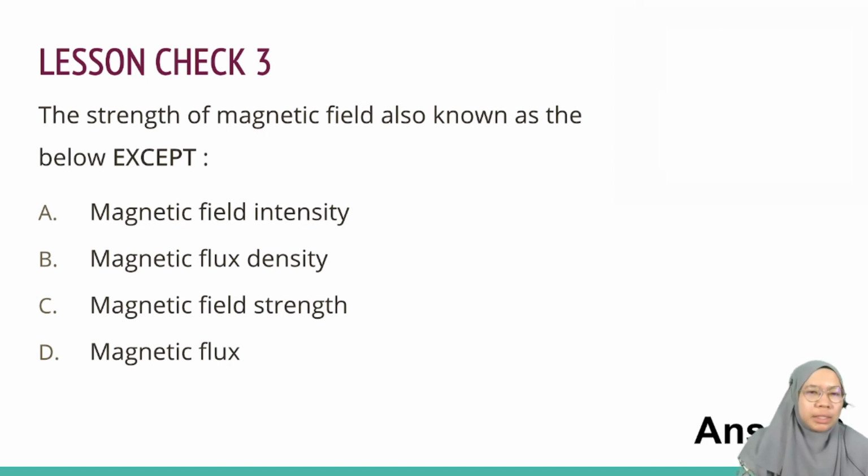Okay, so the answer is D. Magnetic flux is a different thing. We are going to learn that in chapter 5. Okay, so magnetic field strength is the same as magnetic flux density and magnetic field intensity.